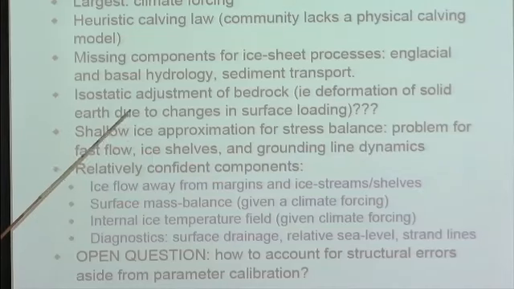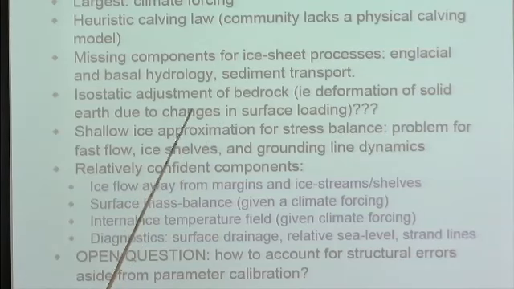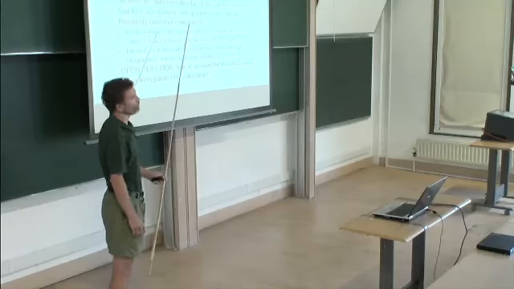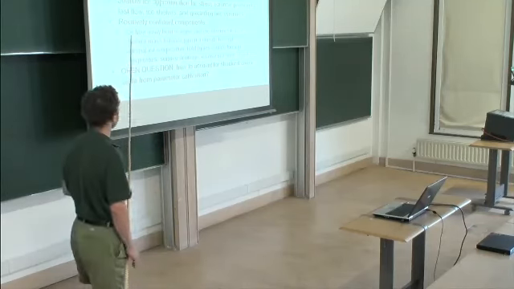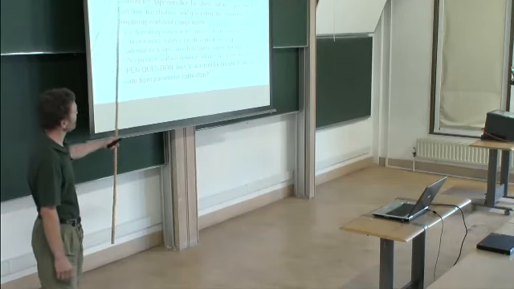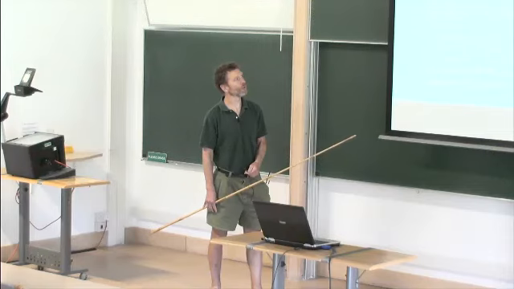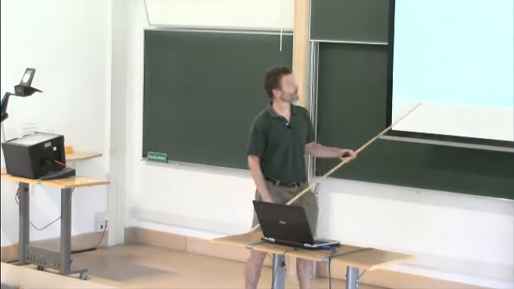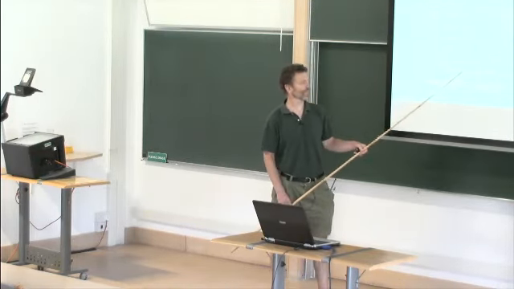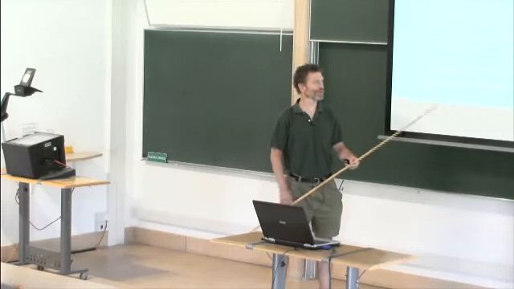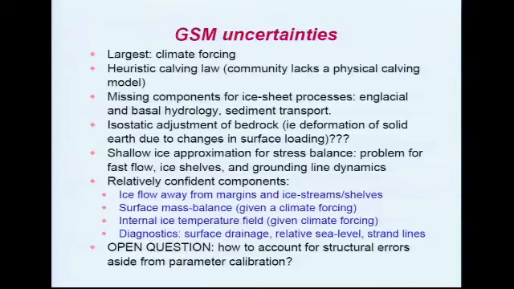The isostatic adjustment of the bedrock, again the change in the bedrock geometry due to the change in surface load, is one component. I've got a fairly state-of-the-art model, but I have no error bars on the rheology used for the Earth. So that's another major uncertainty that I can't even quantify, because nobody's given me any kind of error bars for the rheology of the Earth models. And an ongoing question, which I keep bugging Michael here about, is how to better account for structural errors aside from adding parameters in the calibration.